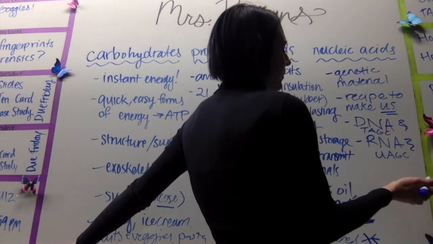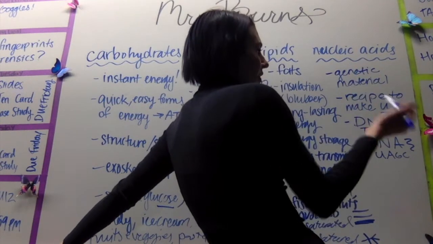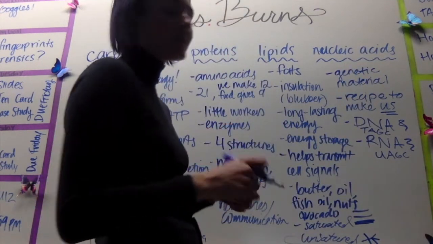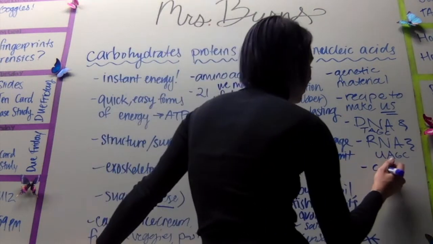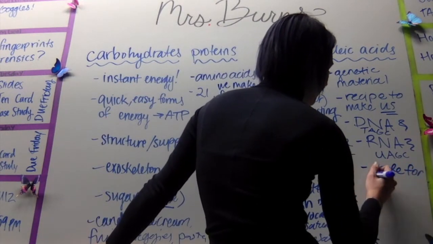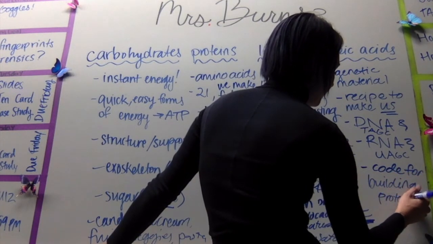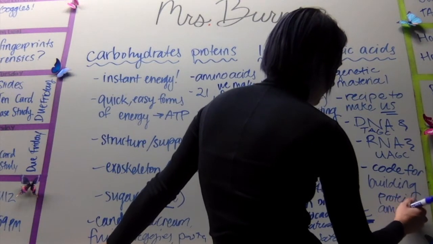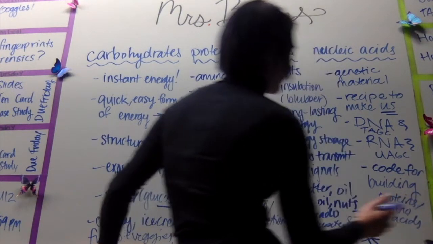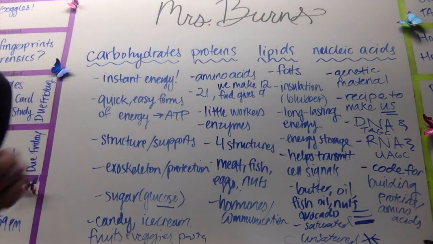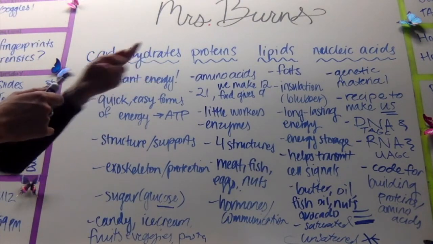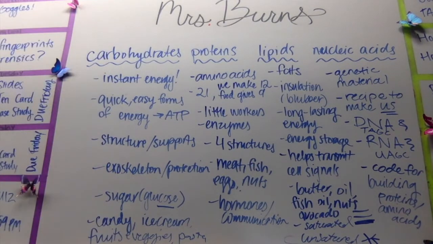But otherwise, that's pretty much the main thing that we need to know, genetic material that really allows us to be us. And the DNA and RNA essentially then code for building proteins, or amino acids. So this is kind of a just general overview of those four different major macromolecules: carbohydrates, proteins, lipids, and nucleic acids. As long as you can tell me the main function of them and a few examples of those, then you'll be good to go. So that's kind of the end of the chemistry of life.